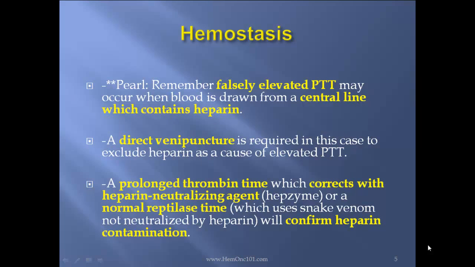Remember, falsely elevated PTT may occur when blood is drawn from a central line which contains heparin. So a direct venipuncture is required in this case to exclude heparin as a cause of elevated PTT. A prolonged thrombin time, which corrects with the heparin neutralizing agent Hepzyme, or a normal reptilase time, which uses snake venom not neutralized by heparin, will confirm heparin contamination.